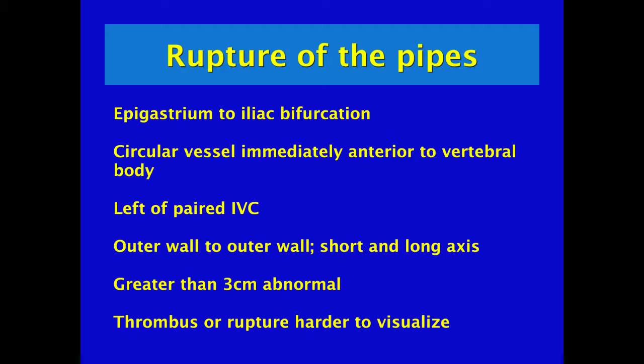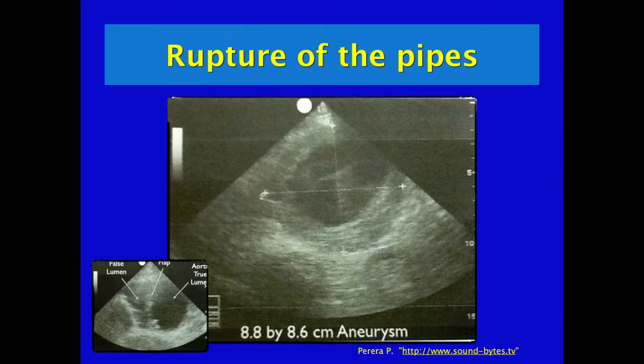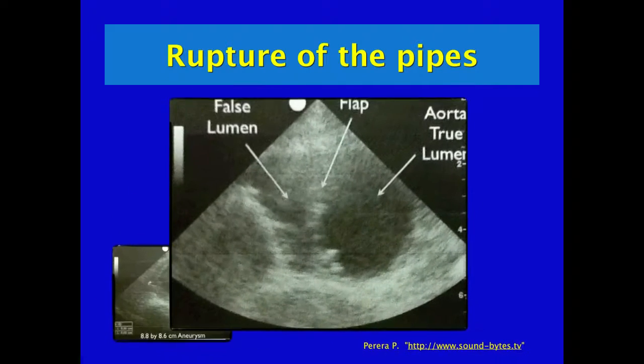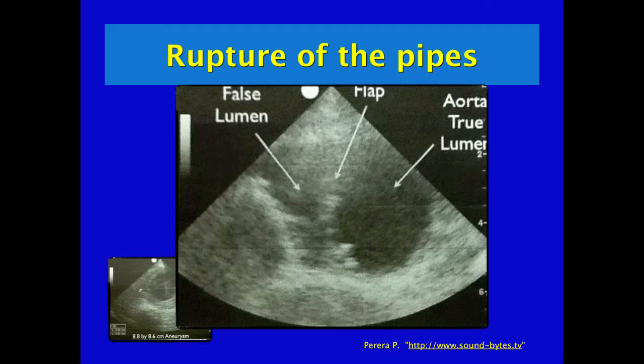Greater than 3 centimeters is abnormal in the abdominal aortic area, and greater than 1.5 centimeters is abnormal in the iliac area. Thrombus and ruptures are harder to visualize, but I'll show you a few of those also. So here you see a large 8.8 by 8.6 aneurysm. You can actually see a flap and a false lumen, although this is not always visualized.